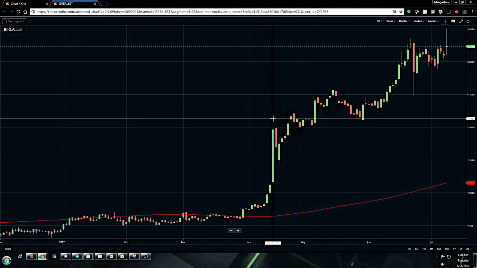Now coming to the intraday. When I say 200 simple moving average, that is nothing but the average of the movement of the last 200 days. Now 200 days is a long period, guys.